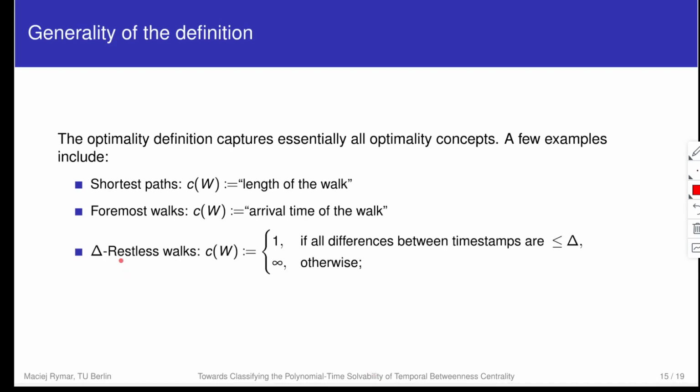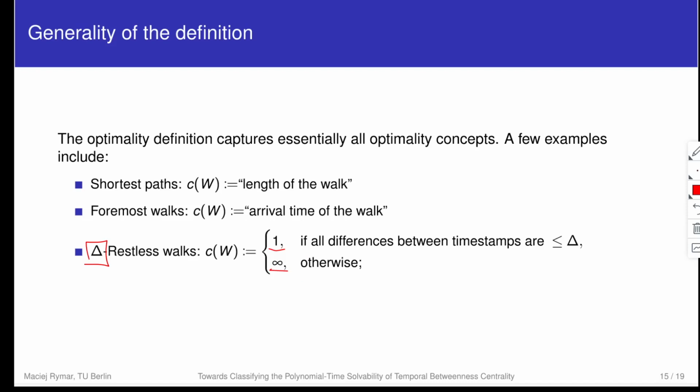Then we have also delta restless walks, which again, this delta means that we cannot stay in a vertex for longer than delta units of time. And here we have to do this kind of indicator function approach, basically. So we say that the cost is 1 if all differences between timestamps are less than delta, so if the walk is valid. And otherwise, we say that the value is infinity. And nonetheless, this is a valid cost function according to our definition. So this kind of thing can also be captured.